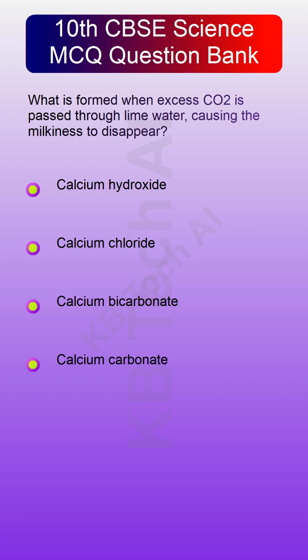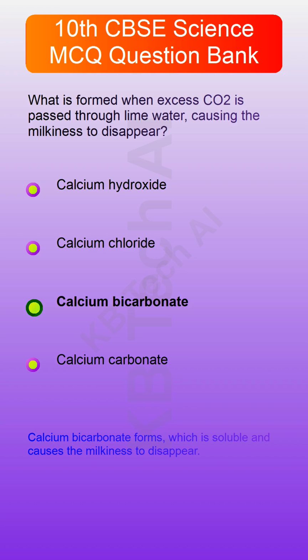What is formed when excess CO2 is passed through lime water, causing the milkiness to disappear? Option 1, calcium hydroxide. Option 2, calcium chloride. Option 3, calcium bicarbonate. Option 4, calcium carbonate. The answer is option 3, calcium bicarbonate.